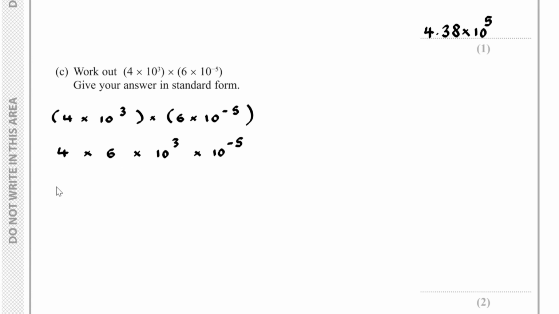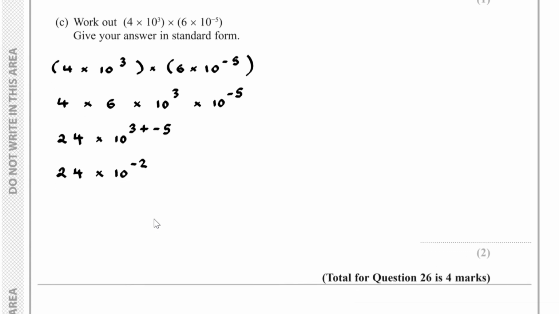Now, the 4 times 6, we can write that as 24. And the 10 to the 3 times 10 to the minus 5, well, because we have the same base 10 and we are multiplying, we need to add the powers. So we have 10 to the power of 3 plus minus 5. So we've got 24 times 10 to the minus 2.